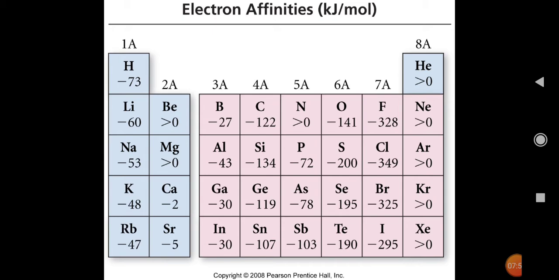The reason is that oxygen and fluorine atoms are small as compared to the others. So whenever an extra electron is added to oxygen and fluorine, automatically that added electron can face a lot of repulsion. So we can observe the different values.